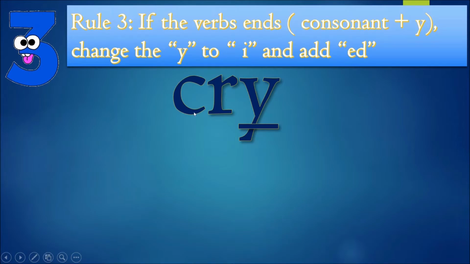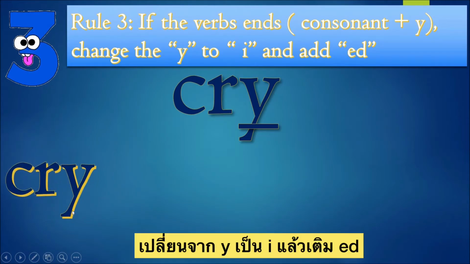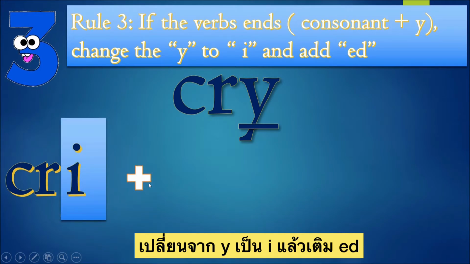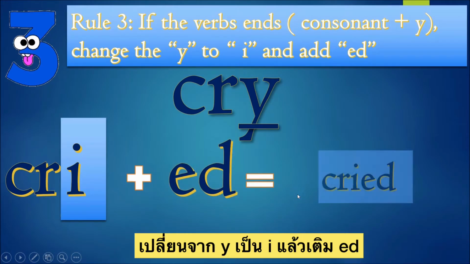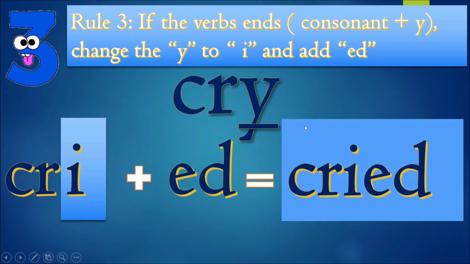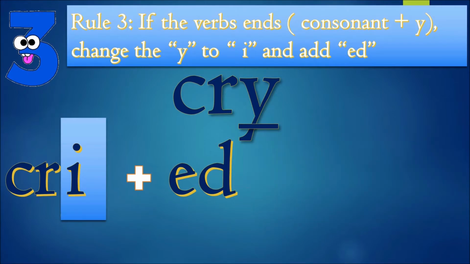So for example here, cry, C-R-Y. The word cry ends with y, but before the y is a consonant. Therefore, what you have to do is change the y to I, and then add ed. Okay? So it will become cried. So from cry, in the past, it will be cried. Okay?